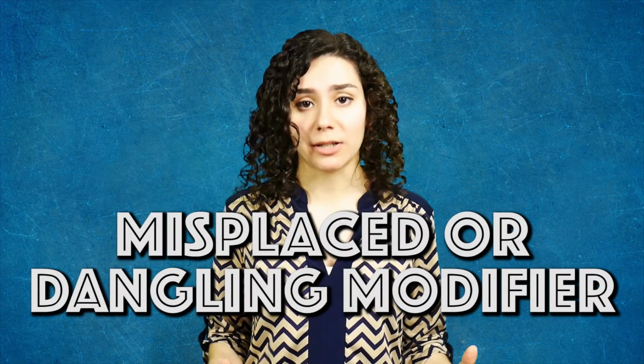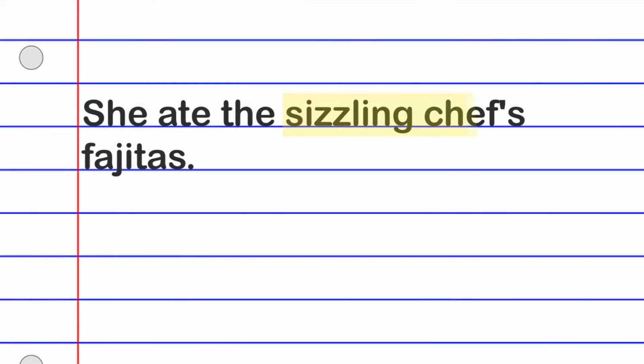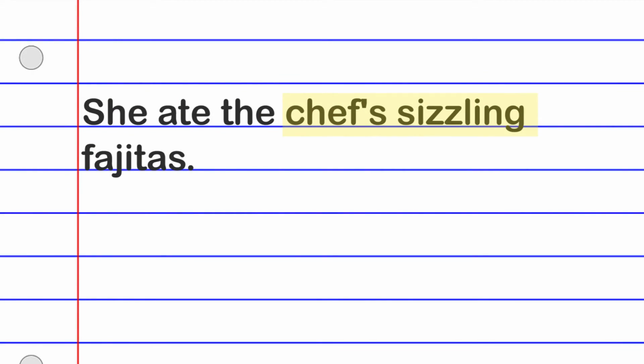Misplaced or dangling modifier. This is a word, phrase, or clause that's incorrectly separated from the word it describes, which makes the sentence awkward. For example, she ate the sizzling chef's fajitas. First off, why is the chef sizzling? Should we be concerned? It should obviously be the chef's sizzling fajitas, not the sizzling chef's fajitas. Basically, just put the words in the right order.